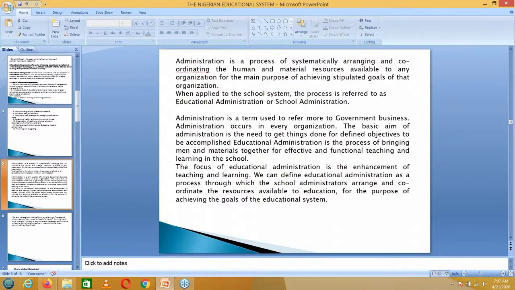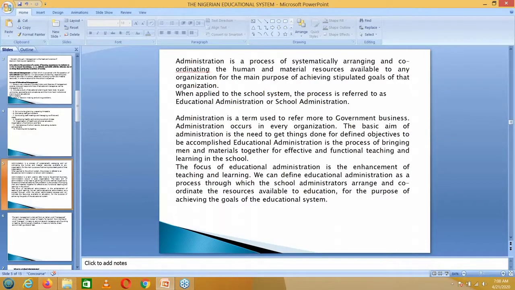Understand? Now, we made mention of administration as a government business, or it occurs in every organization, which is how you arrange, how you coordinate human and material resources to achieve the stipulated goals of the organization. But educational organization is using men and materials together for effective and functional teaching and learning in the school. This particular field is a wide field because it cuts across so many things.